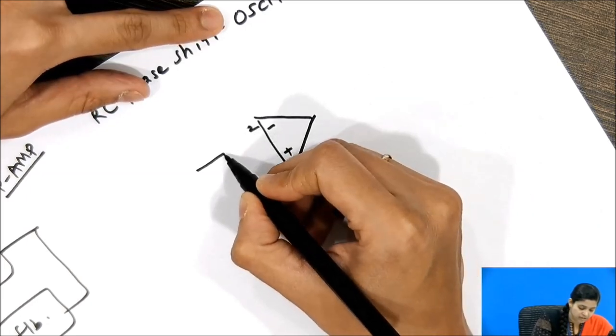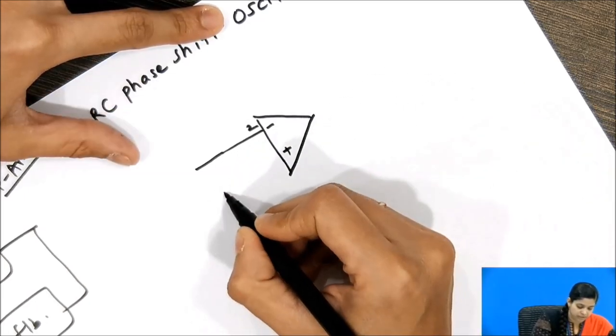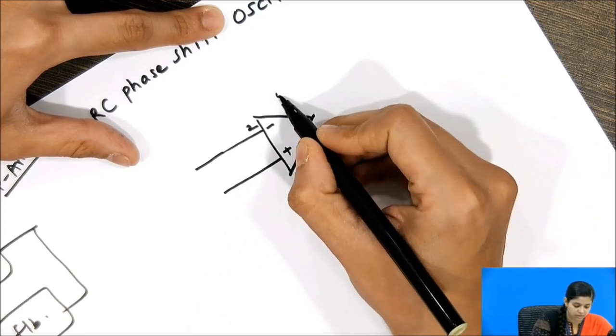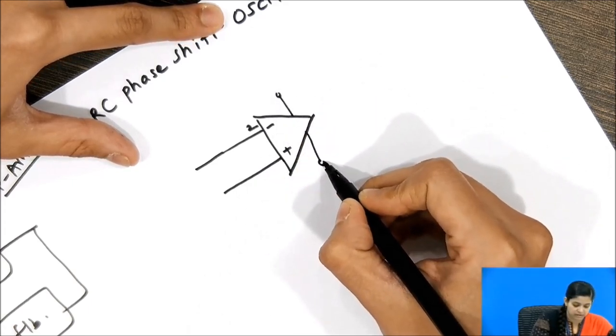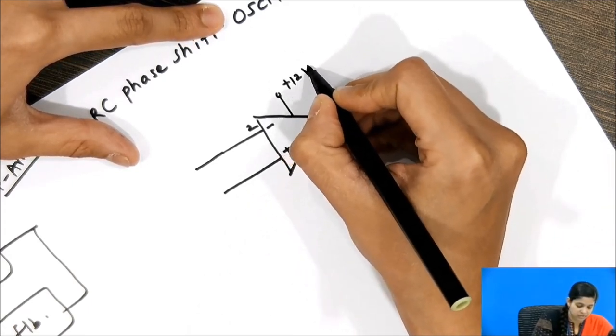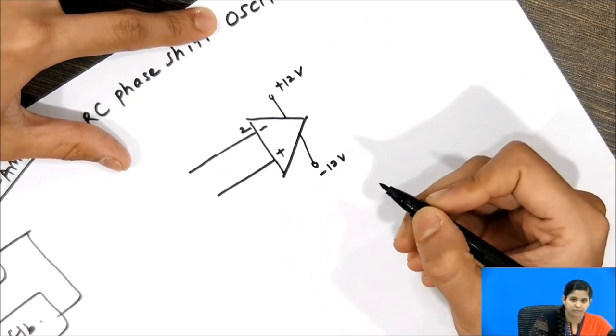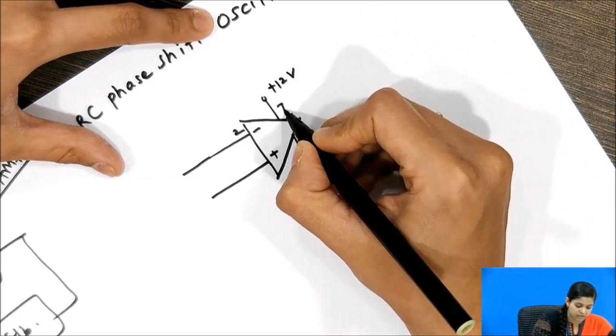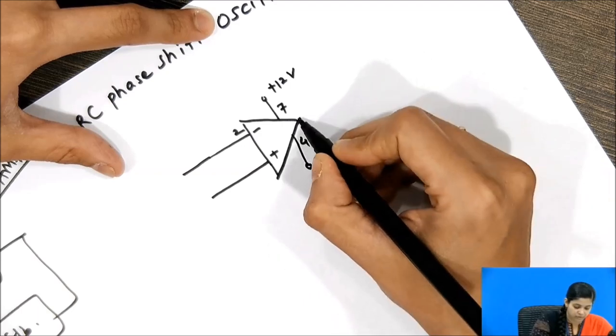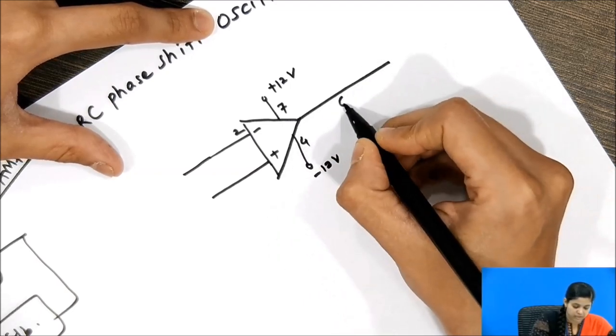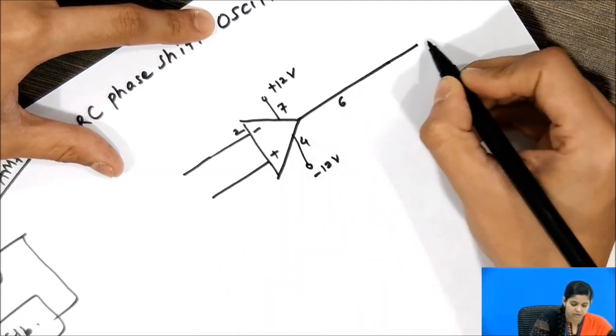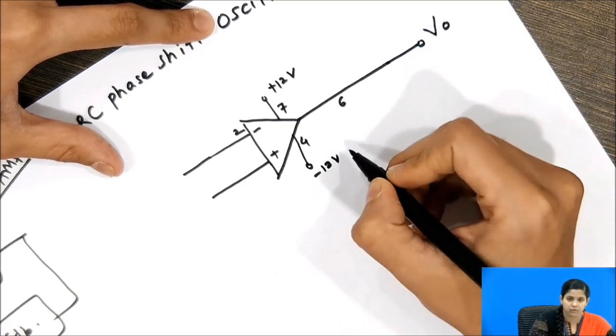pin number 2 is the inverting terminal, pin number 3 is the non-inverting terminal. We will provide the supply voltages plus 12 volt and minus 12 volt, at pin number 7 and pin number 4. Now pin number 6 is the output voltage. We will consider it as VO.